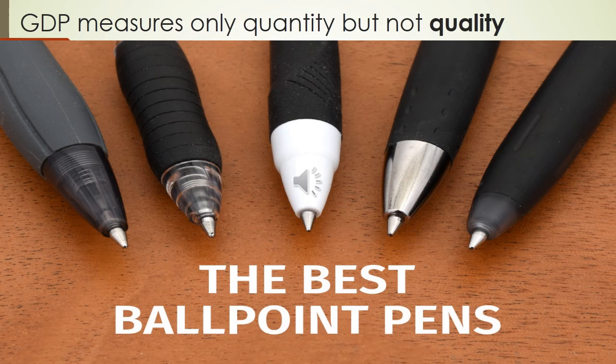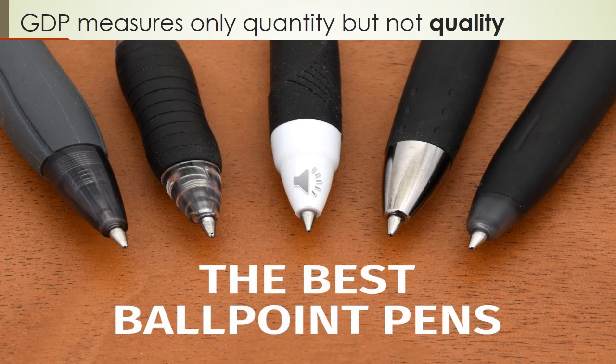Since then, not only has there been a substantial increase in the quantity of ballpoint pens produced in India, but their quality also improved. The number of ballpoint pens produced also increased along with its quality. The improvement in quality of goods is very important, but it is not captured by the GDP. So only the quantity, the number, is included, but the quality is not included.